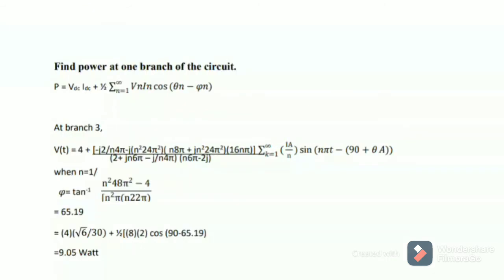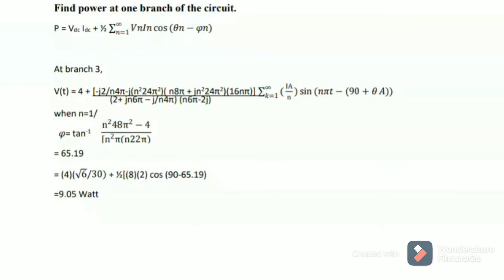Lastly, we need to find the power at one branch of the circuit. So this is the formula of the power. From this circuit we choose branch 3. So we replace the values into the formula of power. Then we solve the equation. So the answer we've got is 5.05 watt.